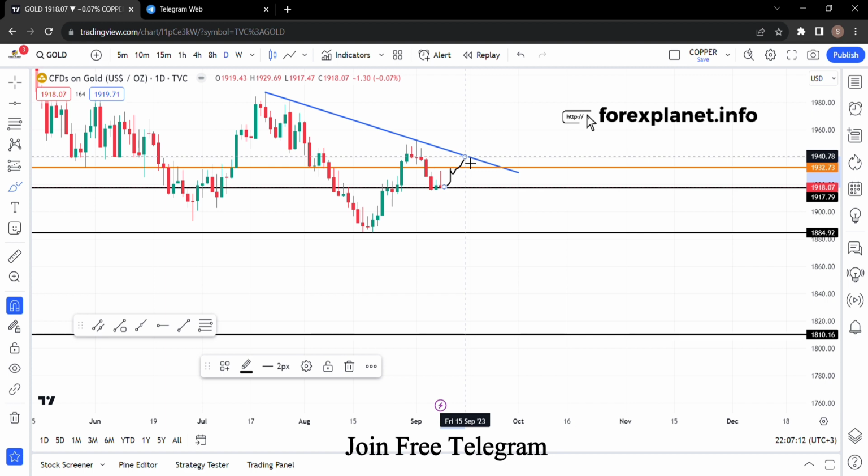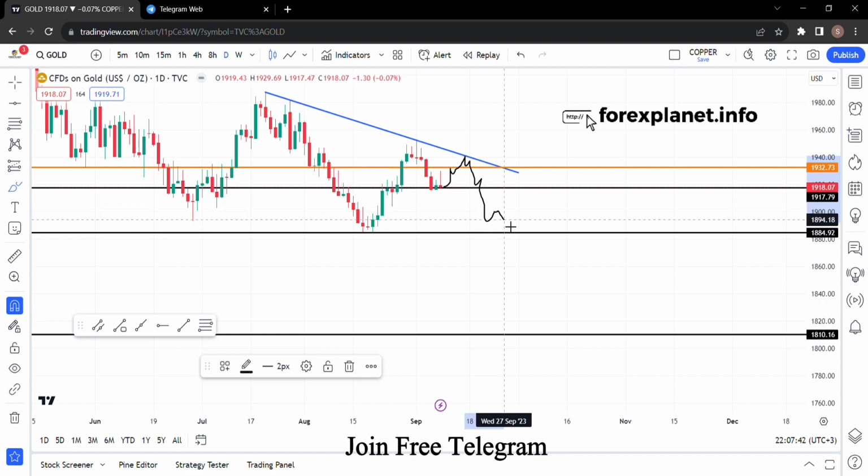It is a small target. Sorry, the orange line is at 1934, and the trend line is at 1940. From that zone you can take a long-term sell entry, and the first target will be 1917. And believe me, gold is now going to break its support of almost 1890.